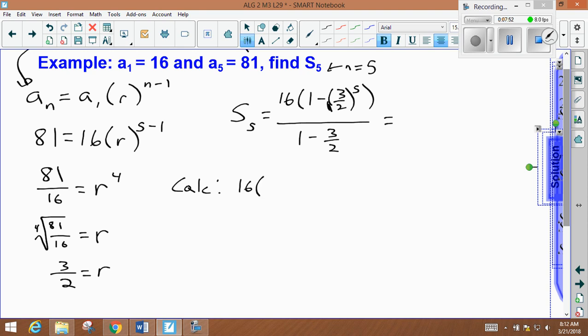16, parentheses, 1, minus. You got to put that 3/2 in parentheses, caret 5, close parentheses, divided by. Start a new parenthesis. 1 minus. You got to put the 3/2 in parentheses, and you put that in your calculator. Just like that.